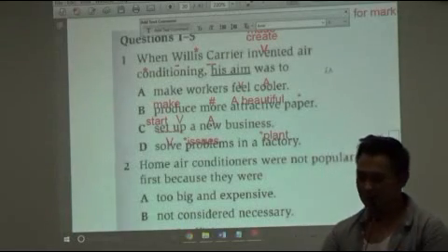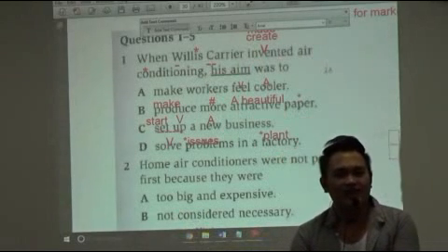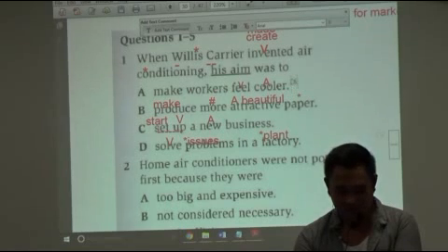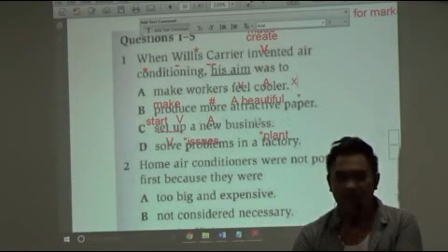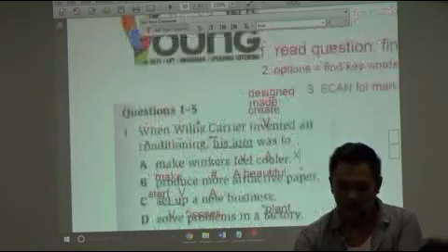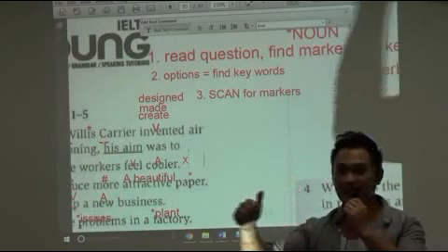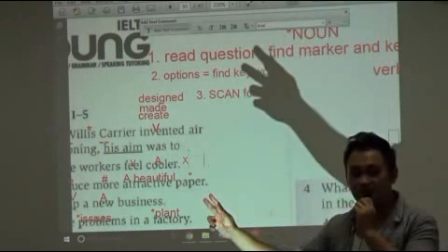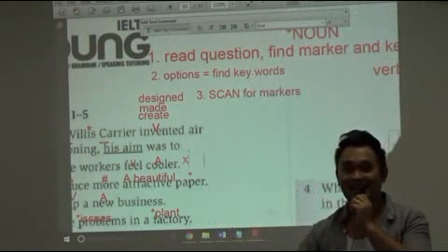Option 1, make workers feel cooler. Do we have any word about making the worker feel cooler? No? Good. Letter B, produce more attractive paper. Now, remember when we started the lesson, what is step 1? Everybody say step 1. Question. Step 2, choice. Step 3, scanning.